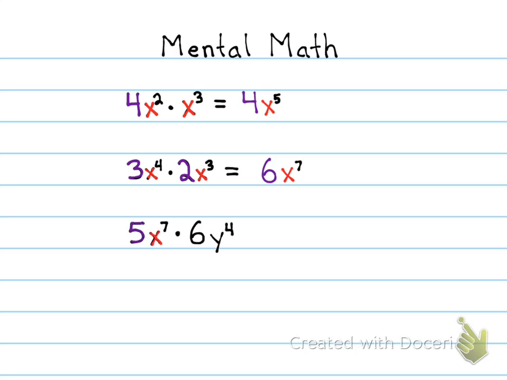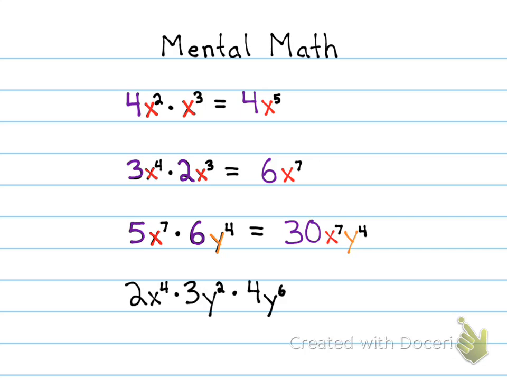So I'm going to have 6x to the 7th. Okay, so 5x to the 7th times 6y to the 4th. I know I'm going to multiply 5 times 6. That's 30. And then I've got x to the 7th and y to the 4th. Those can't be combined together. I can't combine them with anything, so I'm just going to have 30 x to the 7th, y to the 4th.